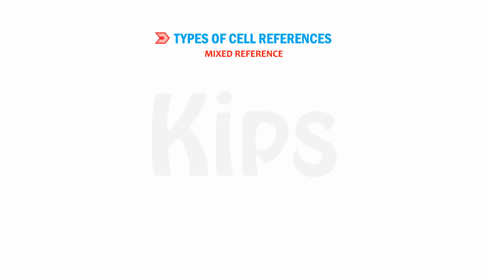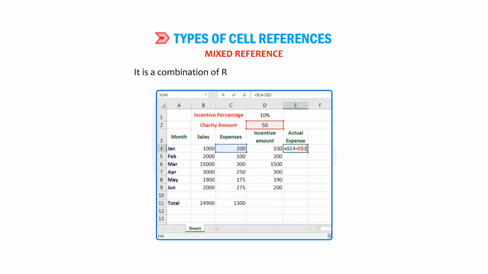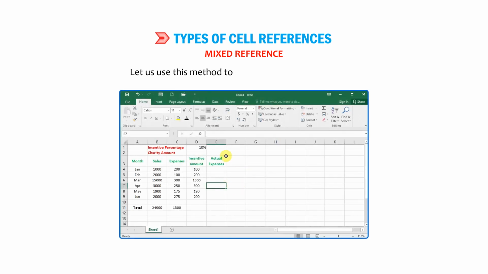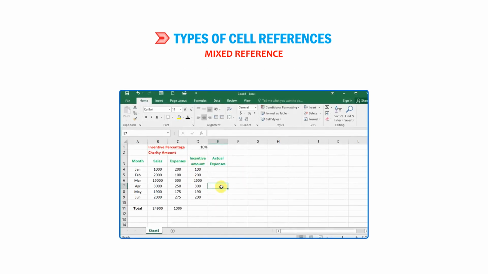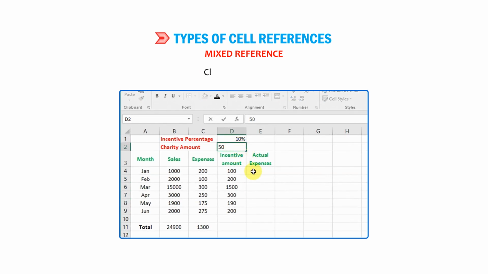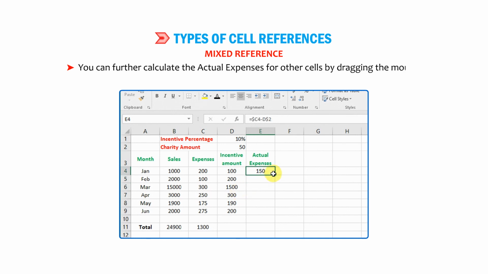Now, let's talk about the mixed reference. It is a combination of relative and absolute reference. In this type of reference, either the row or the column has to remain fixed. $A1 + $A2 is an example of mixed reference. Let us use this method to calculate the actual expenses. Type 50 in the cell D2. Click on the cell E4. Type $C4-D$2 and press the Enter key. You can further calculate the actual expenses for other cells by dragging the mouse pointer to the desired range when it changes to the cross symbol.